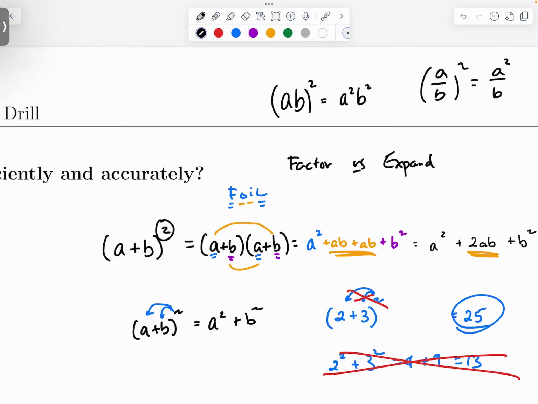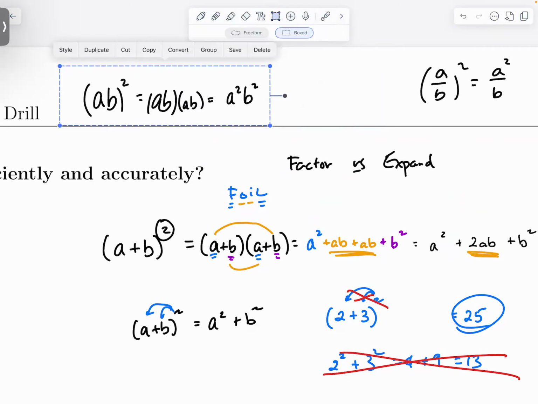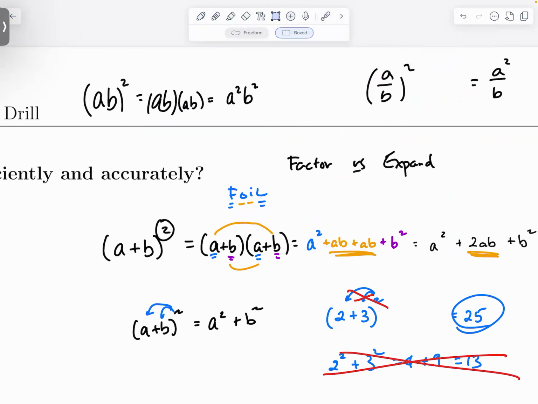And even better is this: understand the why. You could distribute because AB squared is just AB times AB. And of course, there are two A's multiplying, that's A squared, and two B's multiplying, that's B squared. Same thing over here for the division. What is A over B, parentheses squared? Well, that's A over B times A over B. The numerator is A times A, A squared. I'm sorry, I forgot to write the square here. And then the denominator is B times B, B squared.